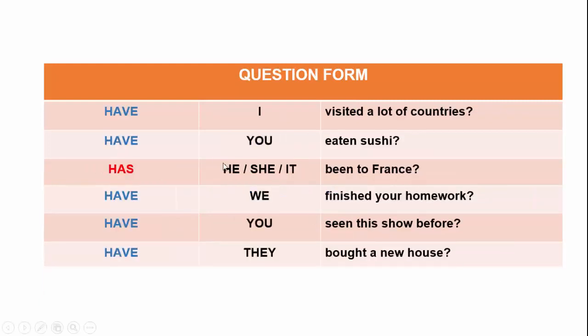Question form. In the question form, have or has is at the beginning of the sentence. Have I visited a lot of countries? Have you eaten sushi? Has he, she, or it been to France? Have we finished our homework? Have you seen this show before? And have they bought a new house? As you can see, have or has, the auxiliary verb, is at the beginning of the sentence.